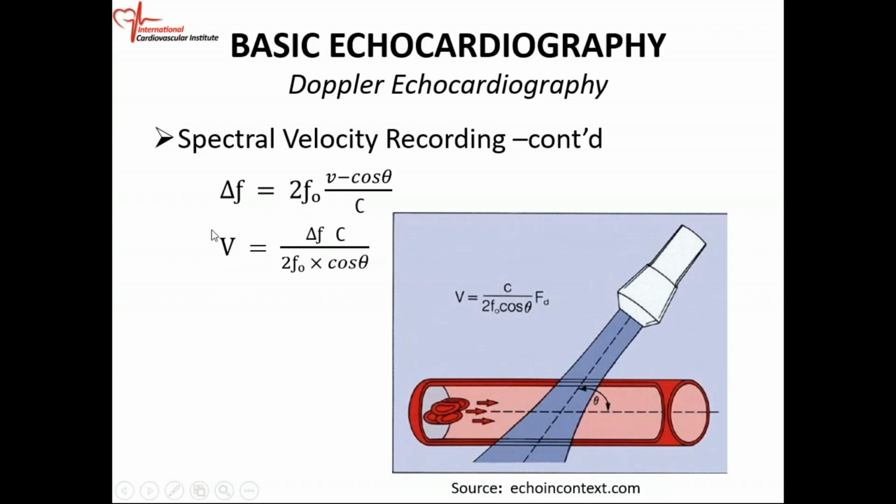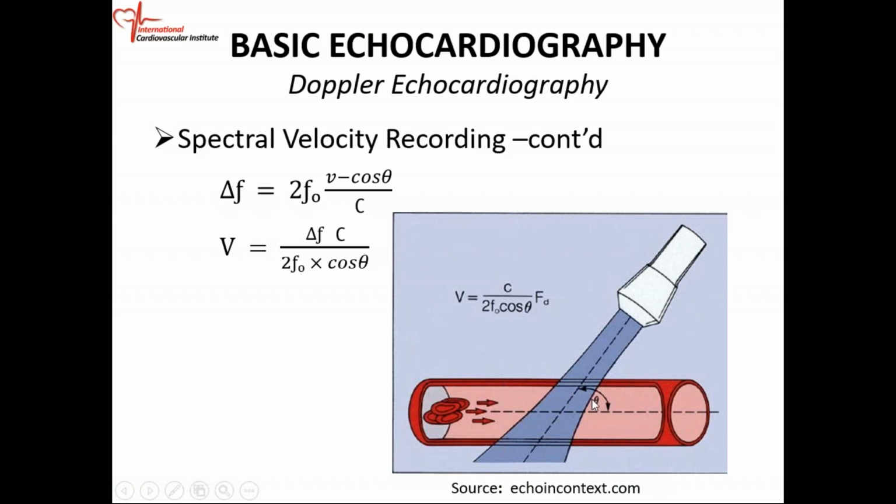Again, we see our Doppler shift formula. You need to know what the different components are. This is your transmitted frequency, which is going to be fixed. Your V is the velocity of your moving structure, whether it's blood or the tissue, and C is the velocity of the sound wave in blood. If you solve for V, the velocity of your moving structure, again we come to the concept that you need to get your ultrasound beam as parallel to the flow as possible. Cosine of 0 is 1.